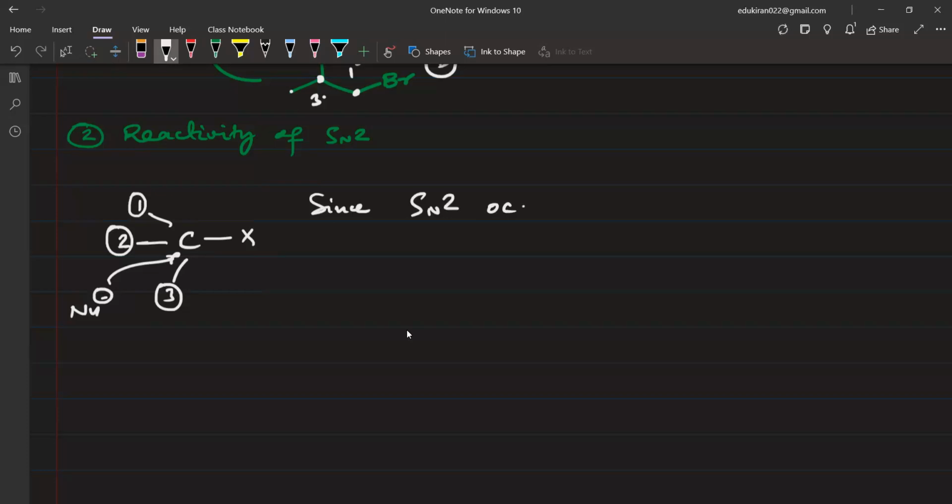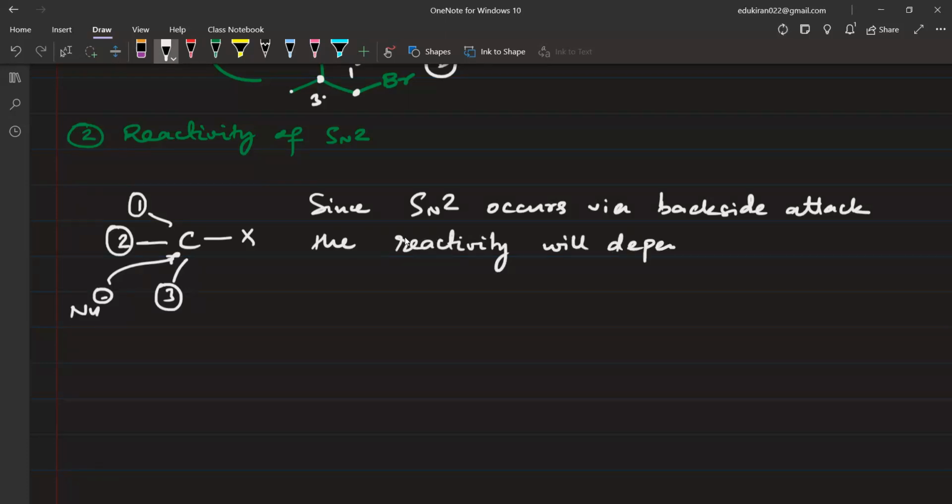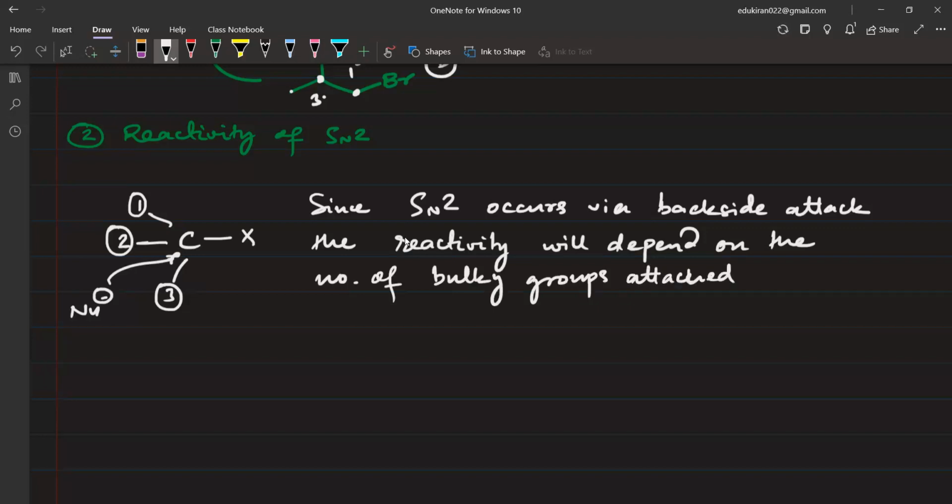SN2 occurs via backside attack, the reactivity will depend on the number of bulky groups attached on alpha carbon. Attached on alpha carbon. So alpha carbon, all of you know what is alpha carbon.